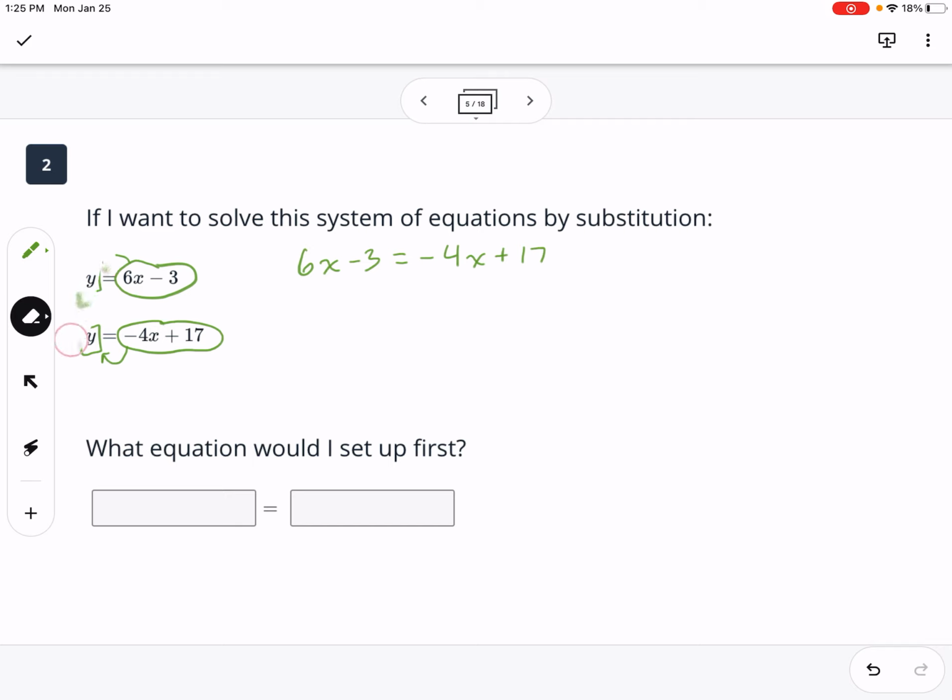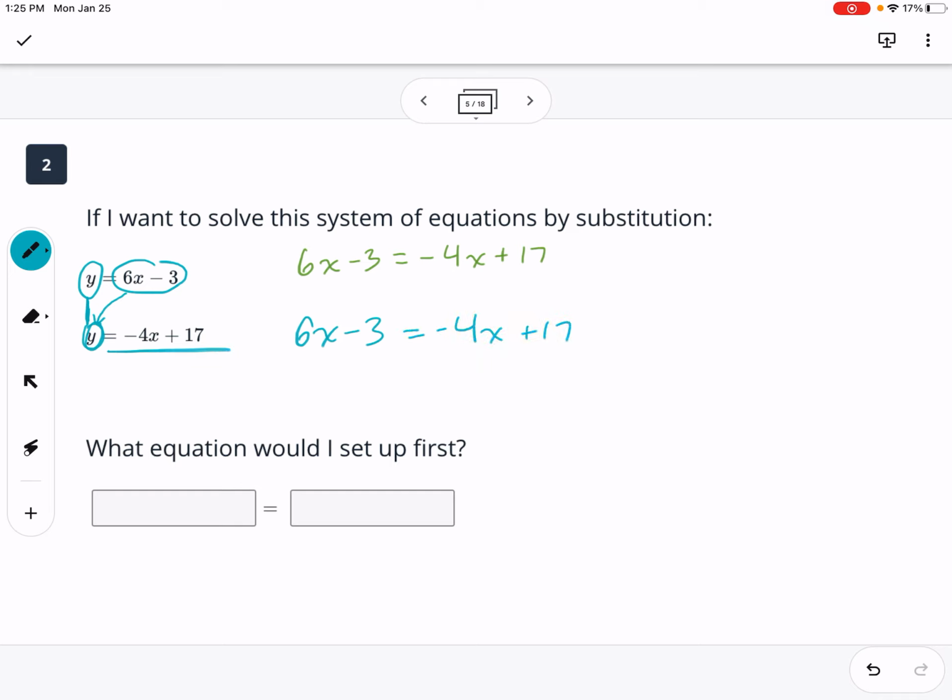Another way of thinking about it that gets you exactly the same result is saying that this y is equal to this. So this y down here, since it's the same as this y, I can replace that y with 6x minus 3. So I'm going to replace this y with 6x minus 3, and then I'm going to copy the rest of this equation. Either way, you notice I end up with the same equation. It's this on one side and this on the other side, and it actually doesn't matter what order.